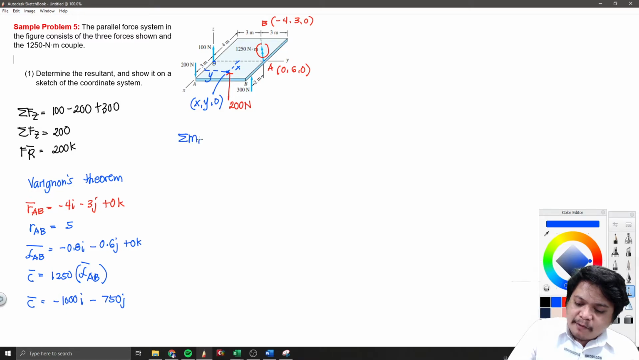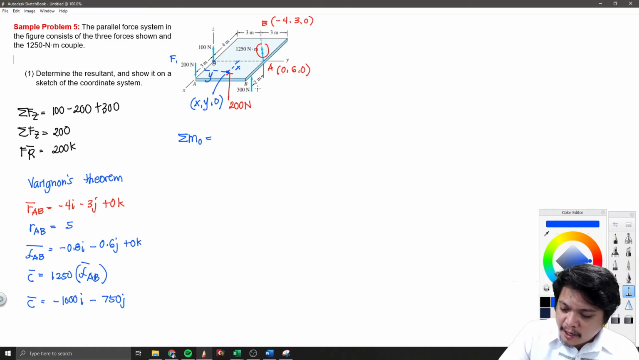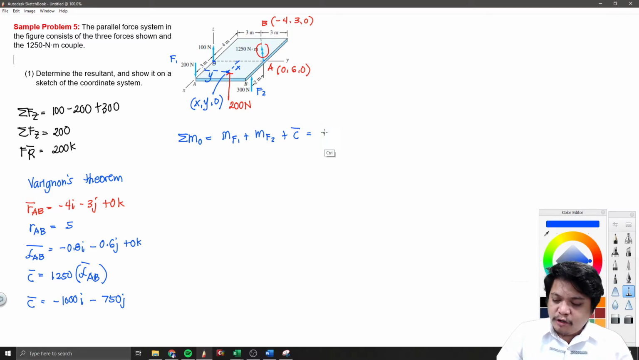Okay? Next, I will now take summation of moment at point O. So, dapat pag nag-summation ako ng moment at point O, yung aking moment due to the force, ito wala na, no? Okay? So, tawagin natin tong F1 and then tawagin natin tong F2. So, dapat pag nagkaroon ako ng moment due to F1 plus moment due to F2 at sinama ko yung couple ko, dapat daw yon equal to the moment natin due to the resultant force.